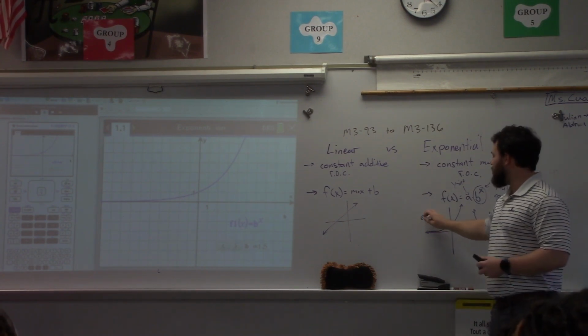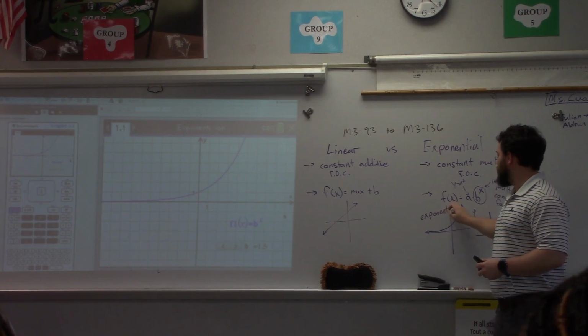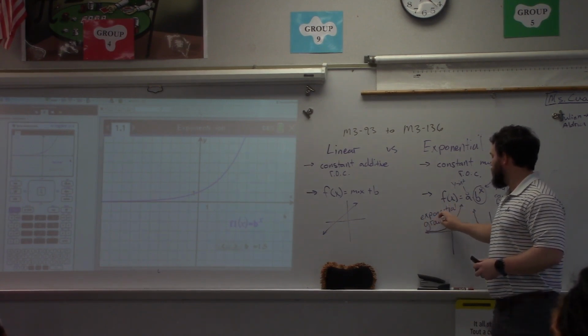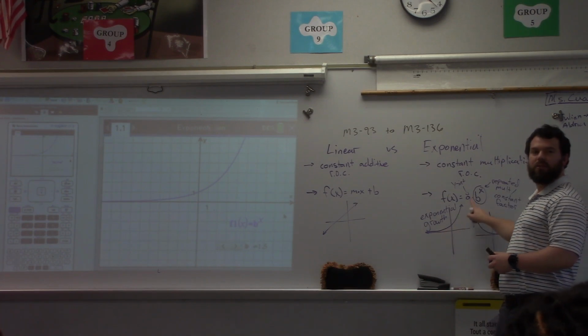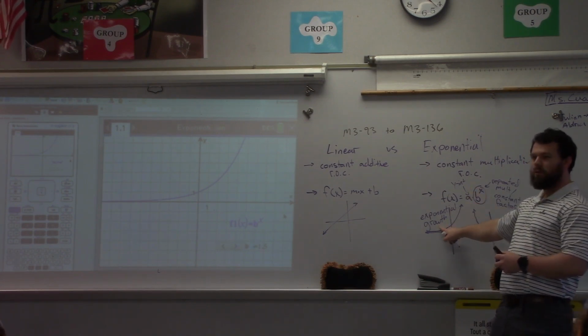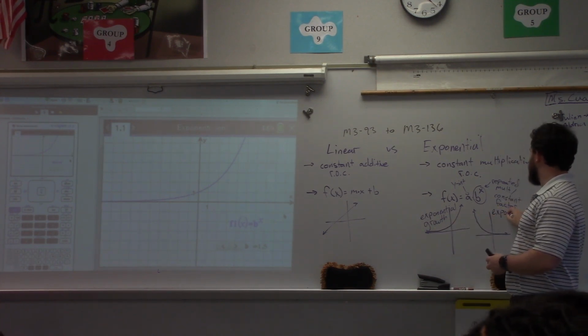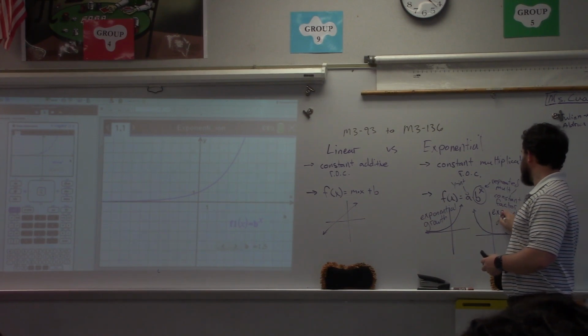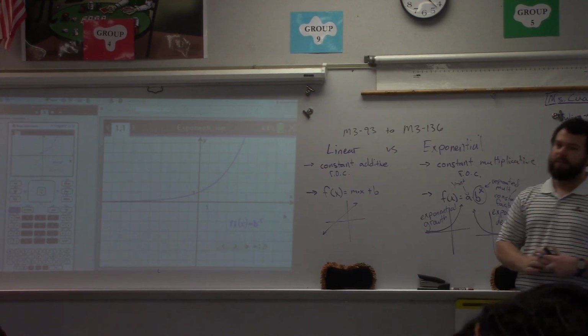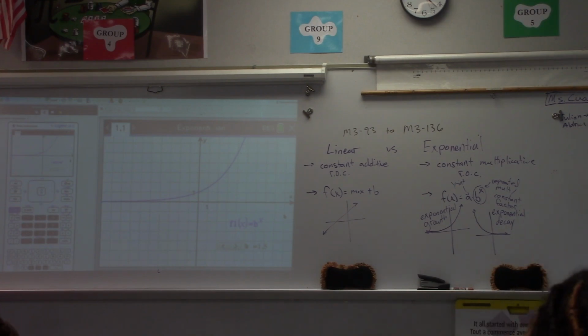This is called an exponential curve. Well, first off, notice how it's increasing as we go to the right? So we call it a what? Growth. It's an exponential growth. This one is an exponential decay. So exponential growth, exponential decay. It's growing or it's decaying. And what I need us to quickly see is when is it growing and when is it decaying?